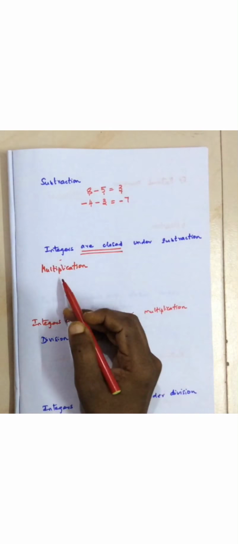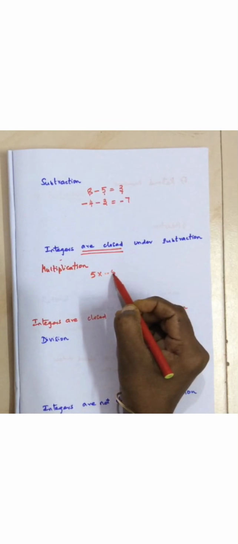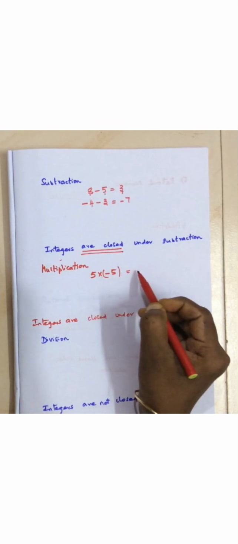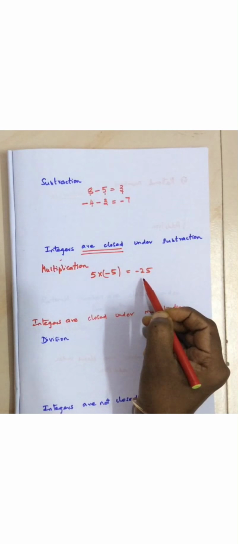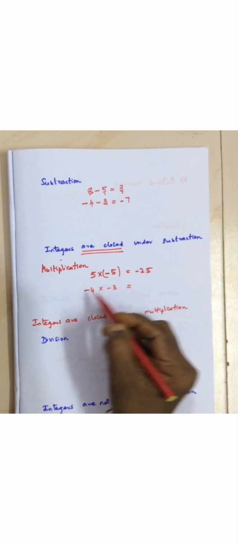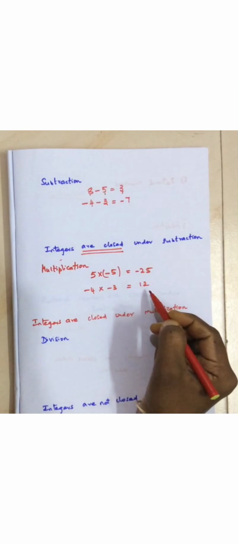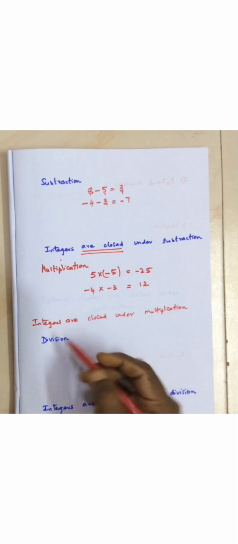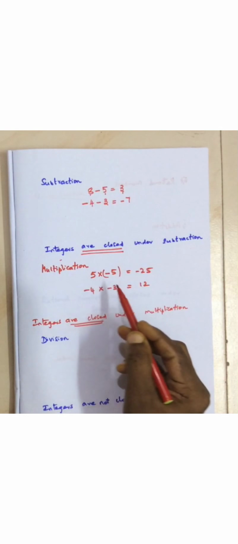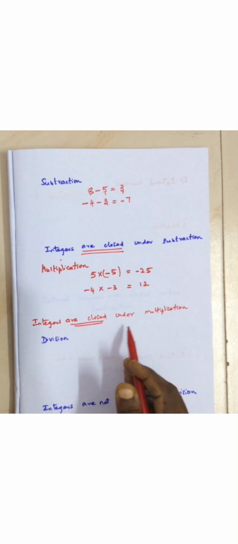The next is multiplication. If you take 5 multiplied by -5, 5 is a positive integer and -5 is a negative integer, the answer will be -25, which is a negative integer. Take another example, -4 multiplied by -3. Here minus minus will give plus, 4 3s are 12. So in this case also the answer is an integer. So we can say integers are closed under multiplication. What does it mean? If you multiply any two integers, the answer will also be an integer.